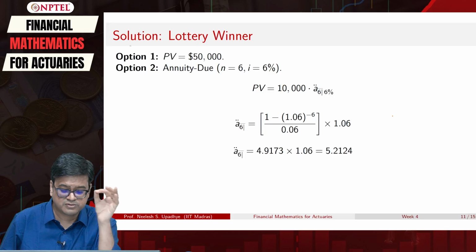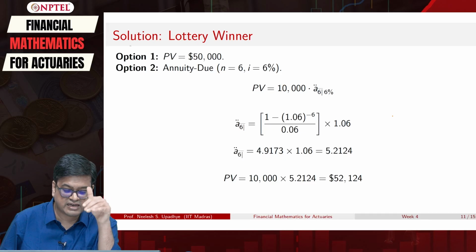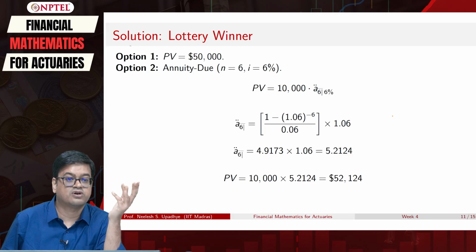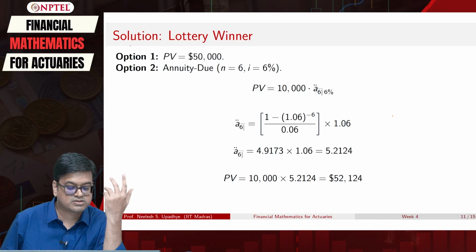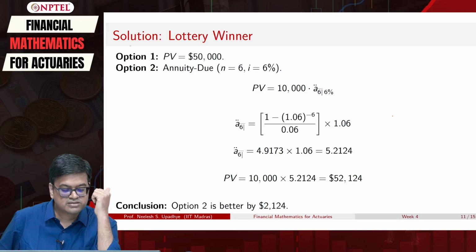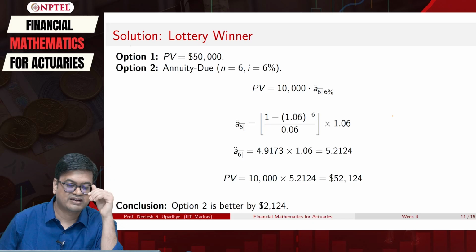And if you do that, you will immediately see that annuity due is 5.2124. I will multiply this with 10,000. Then you will see that the present value of this option 2 is actually 52,124 as of today. So which option will you choose? Of course, option 2 is better because as of today you are getting $2,124 more. Okay. So this is a wonderful way to understand how the cash flow works and how you will earn more in due course of time.